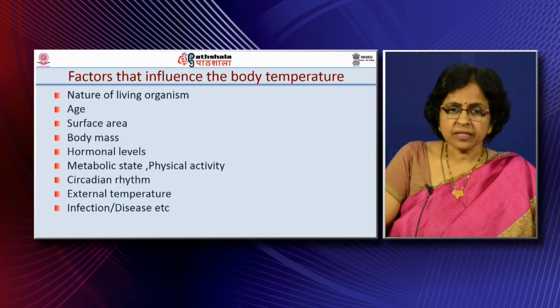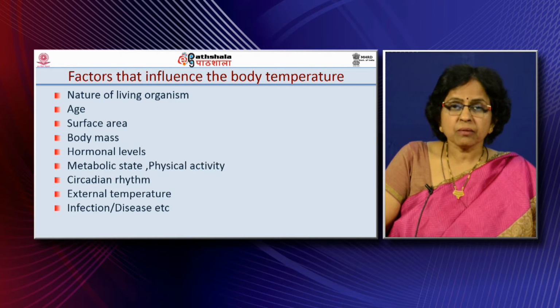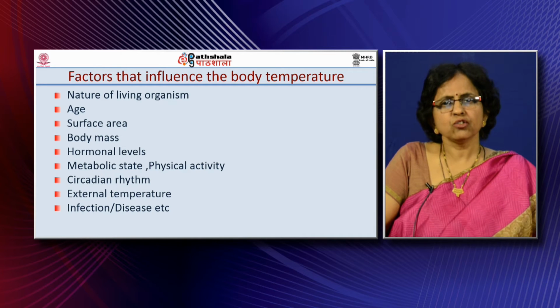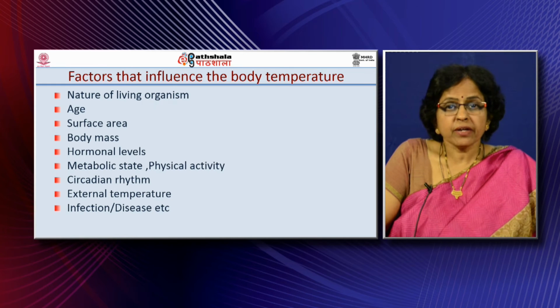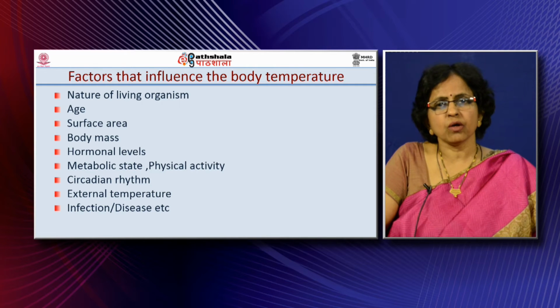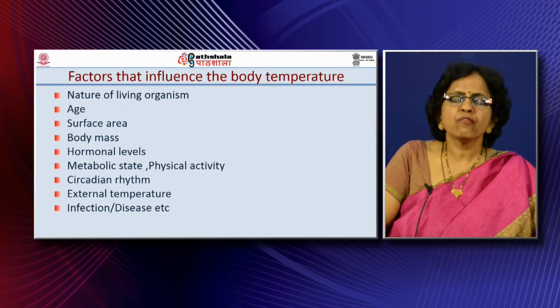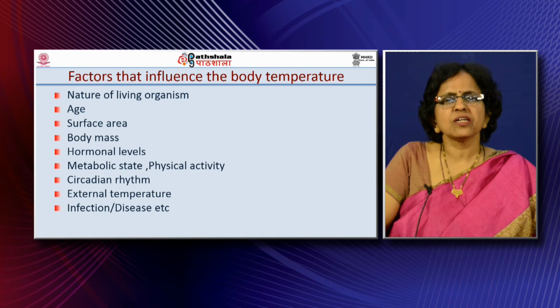Now, the metabolic state and physical activity, these two were also mentioned in my previous slide, and also circadian rhythms, the temperatures during the night, during the day and during the afternoon. Depending on these hormonal levels and circadian rhythms, the body temperature can really be influenced. Then the external temperature, whether you are in a very hot condition or in a freezing condition, and then of course internal mechanisms, that is infection or any kind of pathological state, all these can really influence the body temperature.